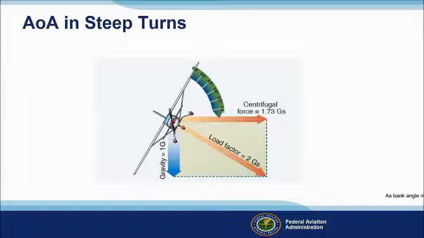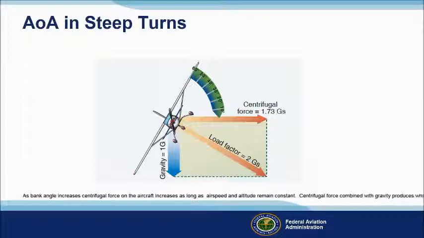As bank angle increases, centrifugal force on the aircraft increases as long as airspeed and altitude remain constant. Centrifugal force combined with gravity produces what is known as aerodynamic load factor and expressed as gravitational force, G-force, or G. As the angle of bank increases, G-forces increase so that in a 60-degree bank, the aircraft is producing 2 Gs. In other words, it effectively weighs twice what it does sitting on the ground.